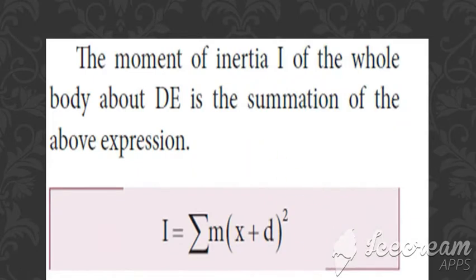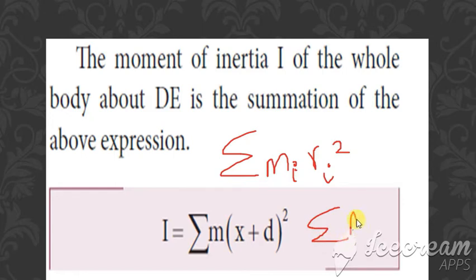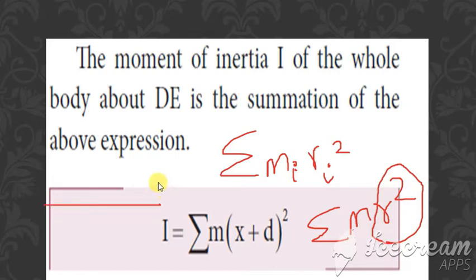Consider the moment of inertia formula. What is the formula for moment of inertia? It is summation of mi into ri square, or generally this can be written as summation m into r square. Now to write this r, we are considering the total distance.